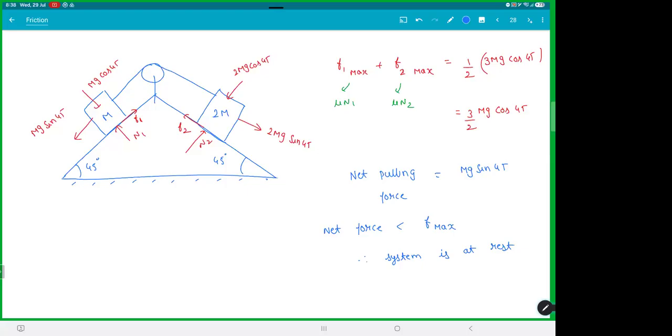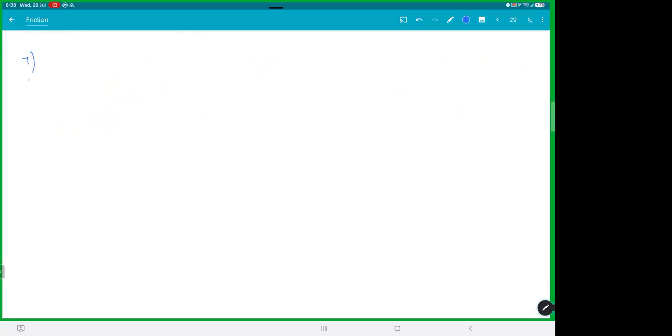Won't F1 be in the opposite direction? Yeah, I'm sorry. It should be in the opposite direction. Clear with this? So that's one thing. You cannot always directly write the equation. You have to check for the value of friction.